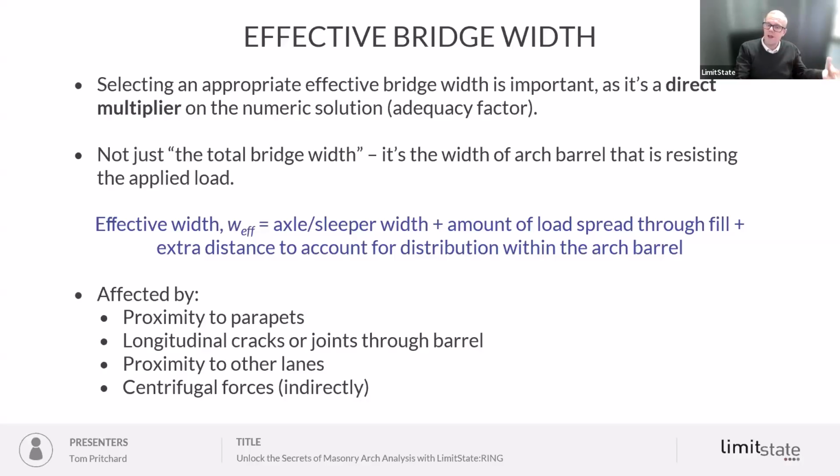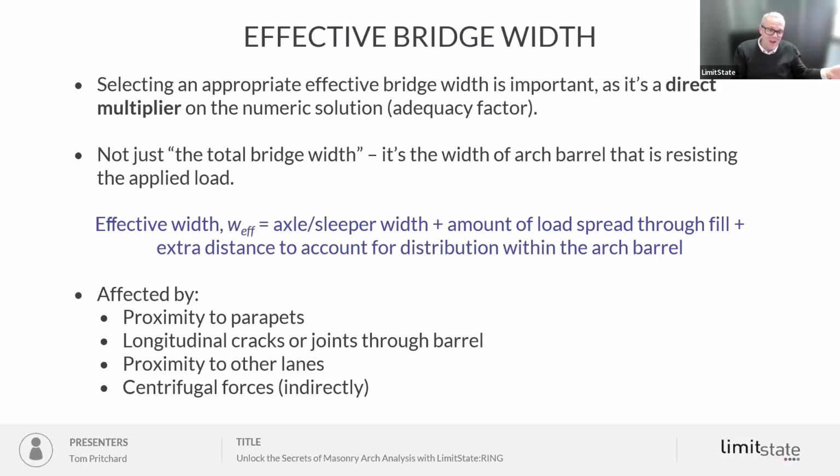Because Ring is a 2D analysis tool, we're essentially assuming within the software a 1 meter strip under plane strain conditions and then multiplying up the results for that by the effective bridge width to get our adequacy factor and our solution. So in simple terms, the effective width is made up of a few things: either the axle or sleeper width at the surface level, the amount of load spread through the fill, and in Ring that distribution could be different for both the surface and the backfill materials, and then any extra distance that we want to include to account for distribution within the arch barrel.